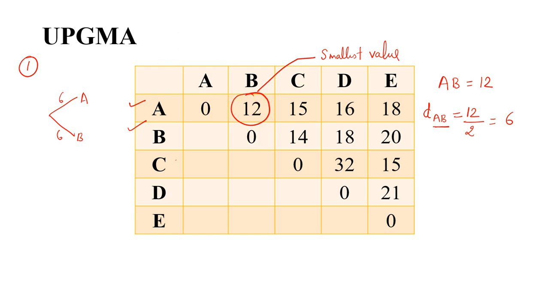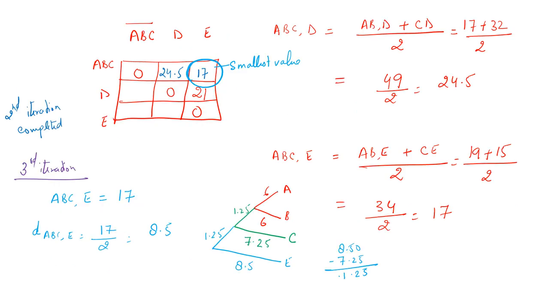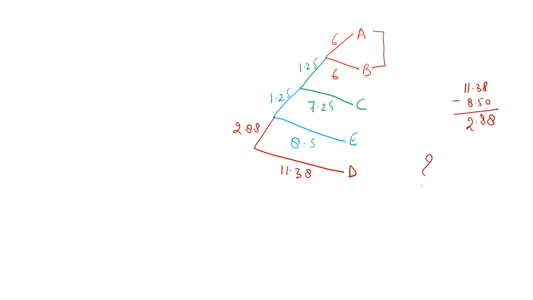I found the smallest value, calculated that branch length. Then I constructed the new matrix, making AB a common node, and I got A, B, and C. This is the matrix we got. This iteration was completed here, and then I calculated for 14.5. Then we calculated for 17, and then in the end we calculated for A, B, C, E, D. So this is the final tree using the UPGMA method. Okay, so this is the complete process.